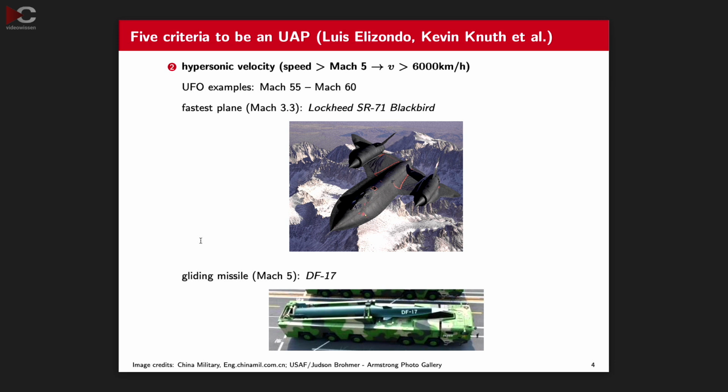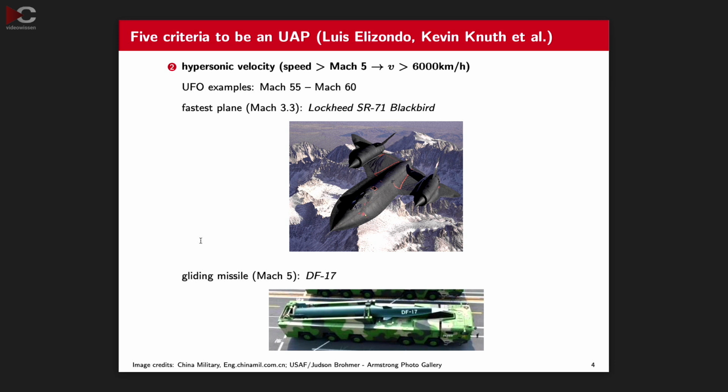Comparing these velocities to the fastest plane that we have on Earth, this is a Lockheed SR-71 Blackbird. This plane is rather slow because it can only go at 3.3 times the sound speed. But we still have to take into account that this plane is navigated by a human pilot.